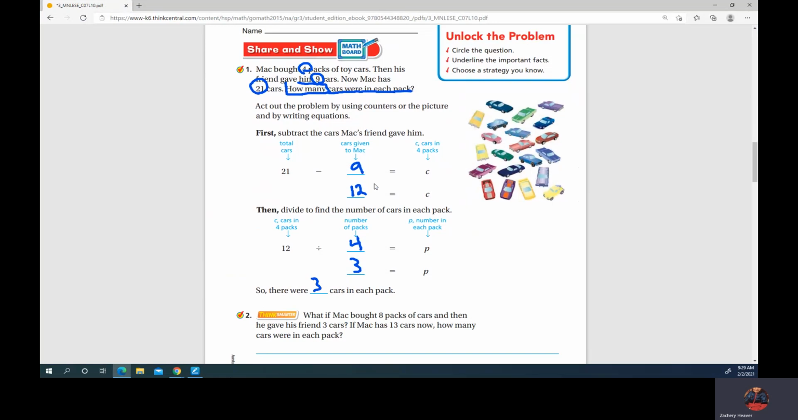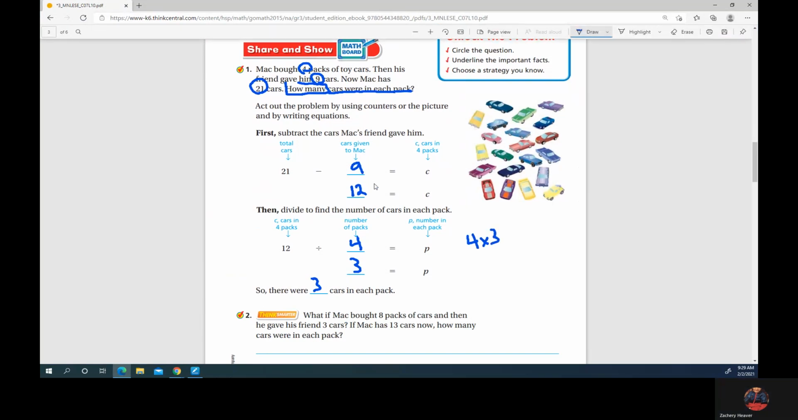And let's see if that adds up. He has 4 packs. So it's 4 times 3, right? We wanted to get it to 21. Well, 4 times 3 equals 12, and 12 plus 9 equals 21. So we know it makes sense.